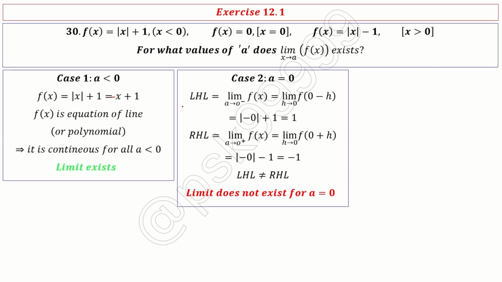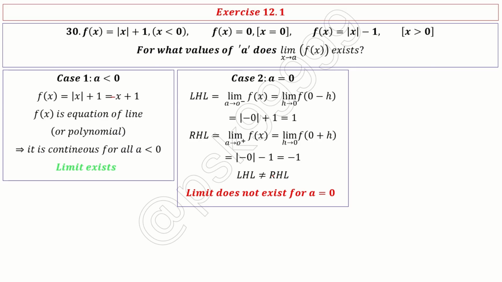Case 2 is a equal to 0. If a is equal to 0, I have to find out LHL and RHL, right? For the limit as x tends to 0 minus, I have to take the value absolute x plus 1, correct? Which is nothing but minus 0 plus 1, which is 1. In the RHL case, it will become absolute x minus 1, so it will become minus 1. LHL is not equal to RHL, right? The left hand limit is plus 1, the other one is minus 1. So the limit does not exist for a equal to 0.